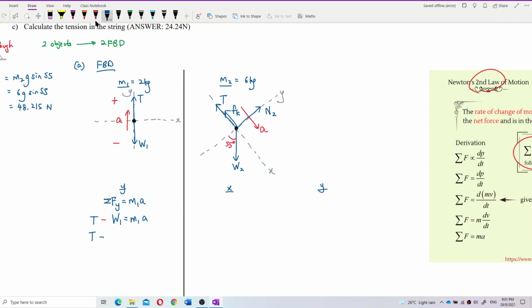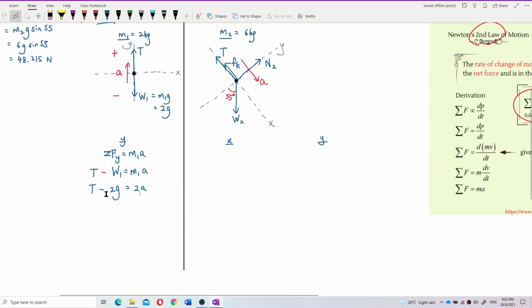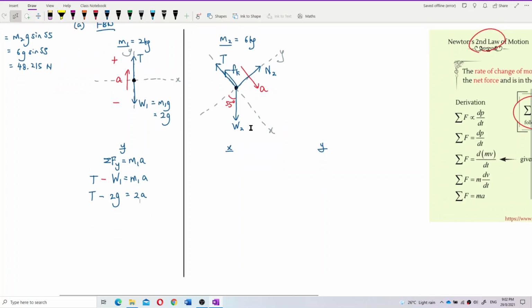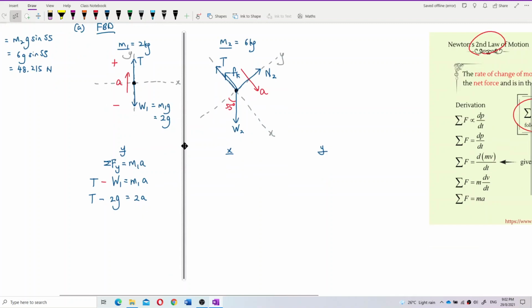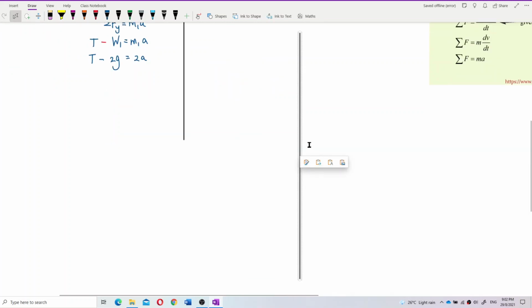Then we can further derive this. Weight 1 is actually M1G. M1 is 2 kilograms, so it's 2G, and mass 1 is 2. So we have one equation already. From here, tension and acceleration are unknown. Now we have two unknowns, so we need another equation to solve it. So let's do it.